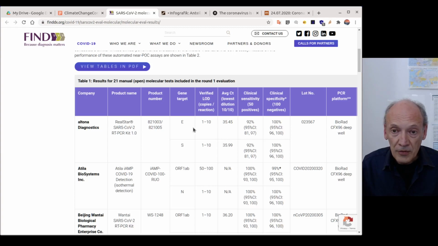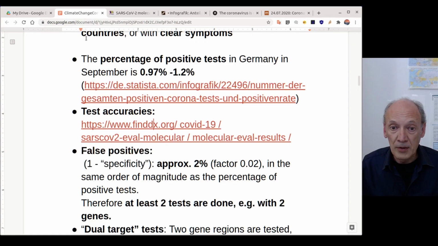What's interesting in this table is also that you get different rows for the same test. And this is because they use two different gene targets. So these are like taking two tests at once, targeting two different genes. And this is important for the false positive, which we will see in a moment.